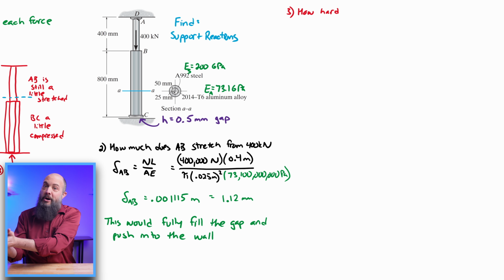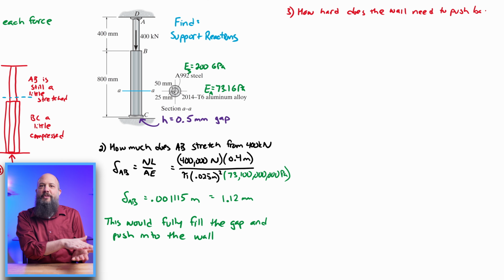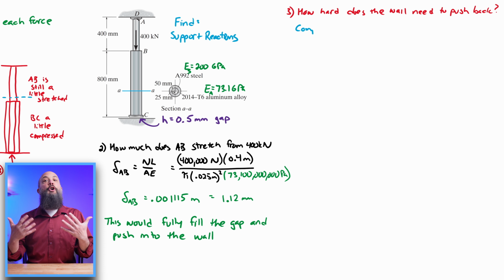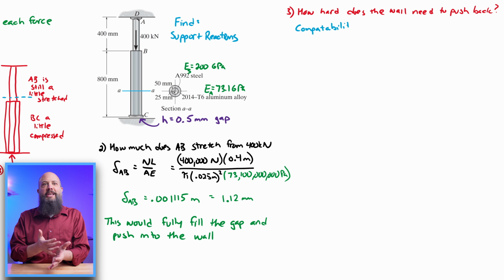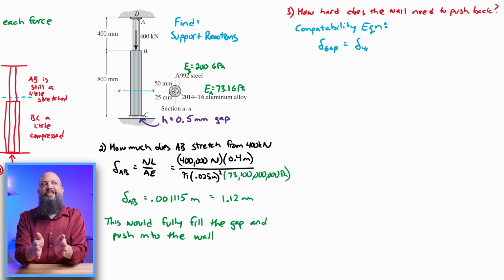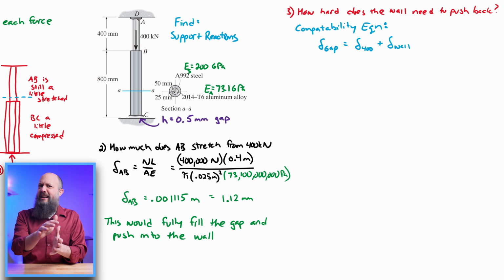So, next part of the problem, we're going to have to figure out how much the floor pushes back in order to reduce that stretch to an amount that exactly equals the size of the gap. And this means a compatibility equation. Whenever you're solving an indeterminate loading problem, this could be in torsion or bending or axial loading, statically indeterminate problems always require a compatibility equation. This is a geometric equation that's just based on lengths and angles.